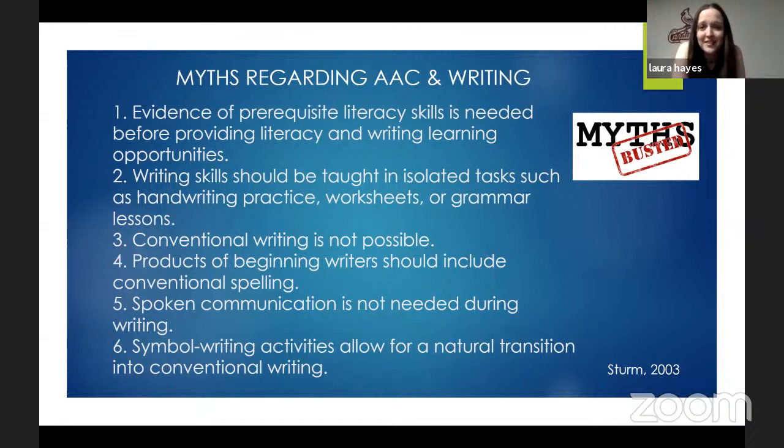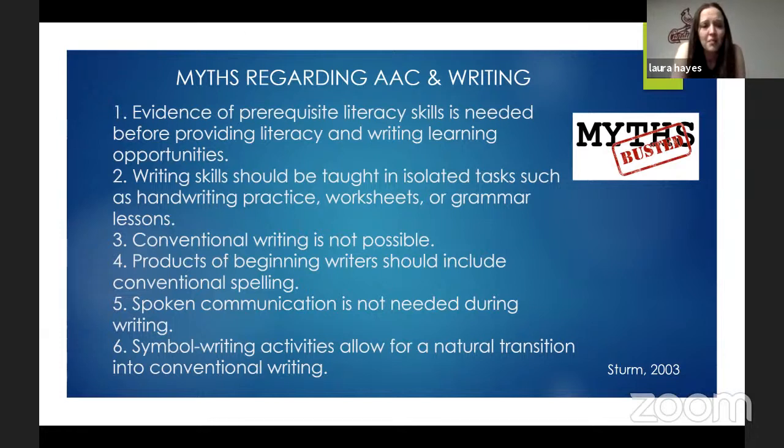But if you take nothing else away from my presentation today, please know that all of our kids have the potential and the capacity to learn and be an independent writer. Another big one is that spoken communication is not needed during writing. We're going to talk about all of the different areas that are integrative when looking at language and written expression, as well as oral communication, speaking with a speech generating device.